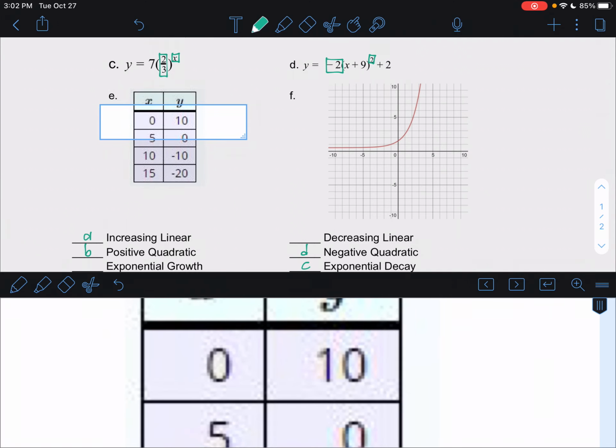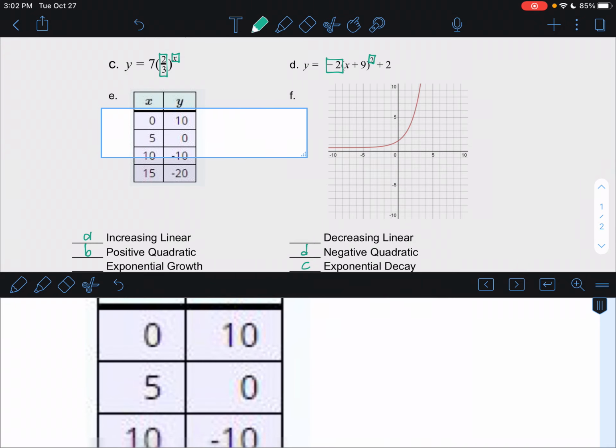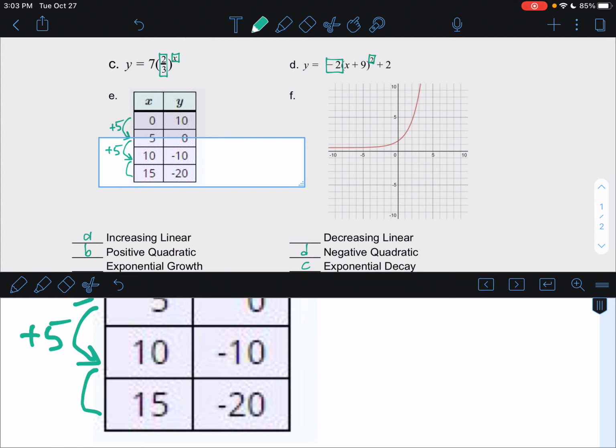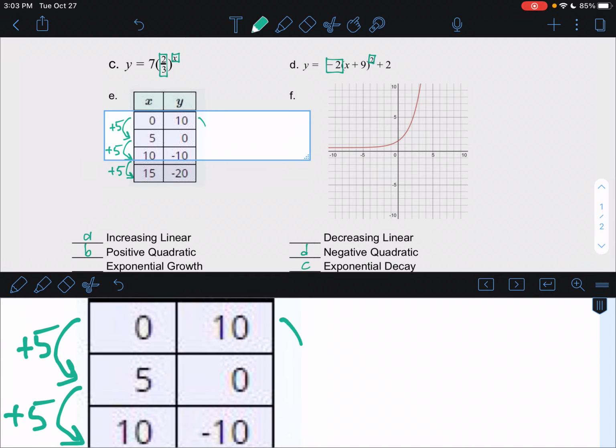Let's see. E, my x values are going up 5 each time, which is different because the other ones we've looked at, they've all been like +1. My y values are going down 10.